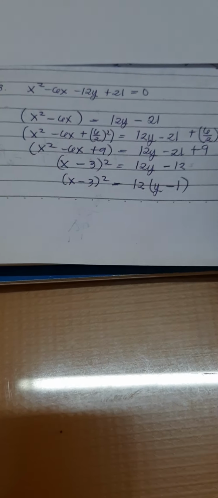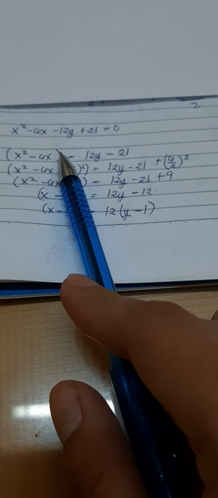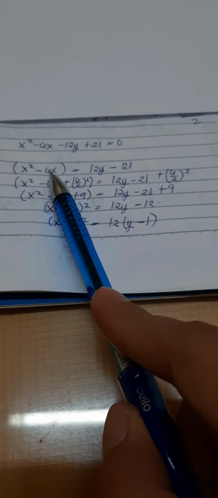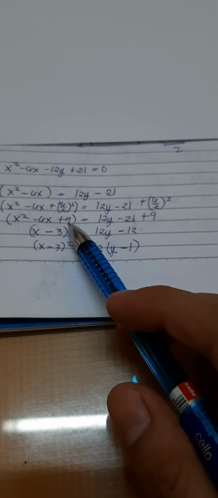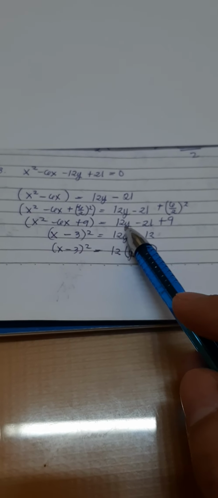For example number 3, we have x squared minus 6x minus 12y plus 21 equals 0. For the solution, we have the quantity of x squared minus 6x equals 12y minus 21. We rearrange and transpose values to the other side of the equation. Next, we will find the perfect square trinomial of this side. So we have negative 6 here, divided by 2 is negative 3, raised to 2 is positive 9, equals 12y minus 21 plus 9.